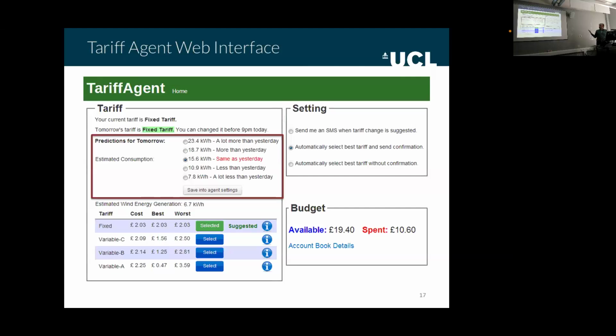As I mentioned, the system tries to predict my future consumption, but you can manually adjust that. So for example, if you know that tomorrow you're not going to be at home, you can tell the system that tomorrow you expect your consumption to be a lot less than usual.